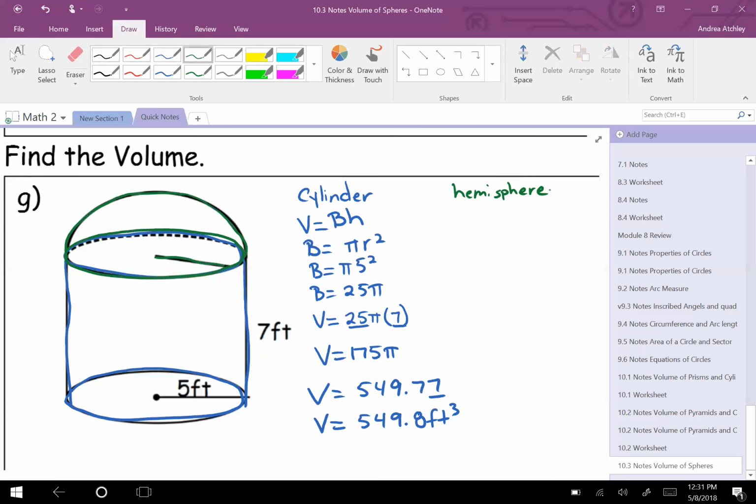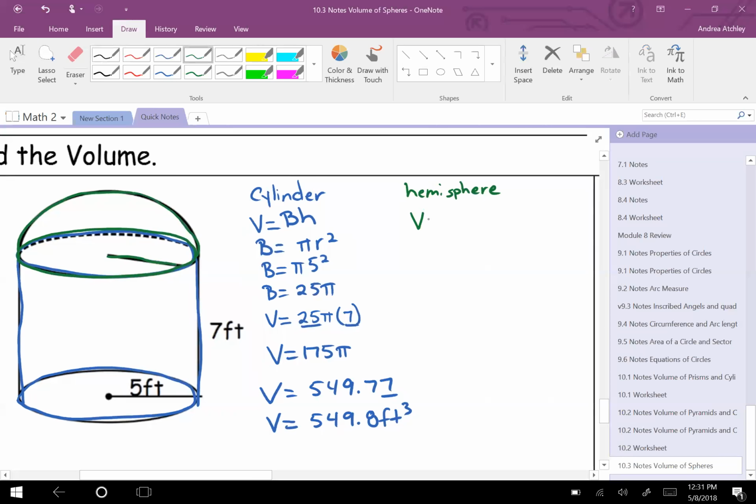Okay, the hemisphere is similar to a sphere. It's just half of it. So I'm going to take the volume of a sphere and then divide it in half, because that's all a hemisphere is. So the volume is the volume of a sphere divided by 2, because I only want half of it. Any questions over that? So my volume is 4/3 pi r cubed. That's the volume of a sphere.